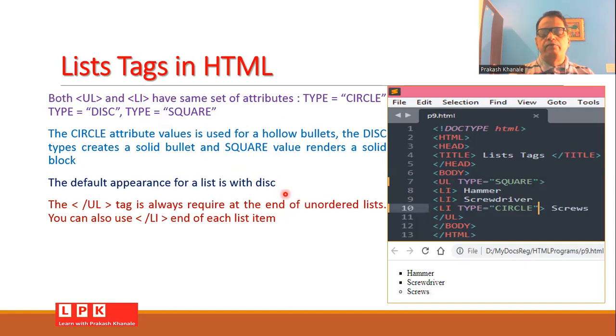So if I write a small HTML code where I change the bullet type by using type equal to square first, then type equal to circle, and you type this program and execute it in a web browser, then you will find that for hammer and screwdriver, the type of the bullet is square, while for the screw, it is an open circle.